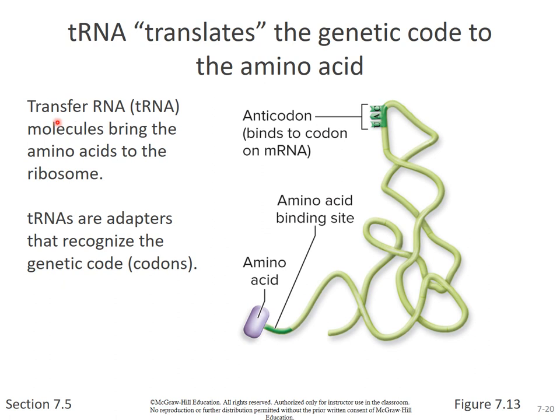The transfer RNA, the tRNA molecule, brings the amino acids to the ribosome. The tRNA molecules are adapters that recognize the genetic code. They recognize the codons. And how do they do that? They have this anticodon on them. This anticodon is the opposite, the complementary pair of the codon. So remember that the codon is found on the messenger RNA. The anticodon is found on this tRNA, because this tRNA will be attaching to the messenger RNA. And then at the other end of this tRNA, you've got the amino acid that is going to correlate to the codon. That chart works off of the codon, not the anticodon.